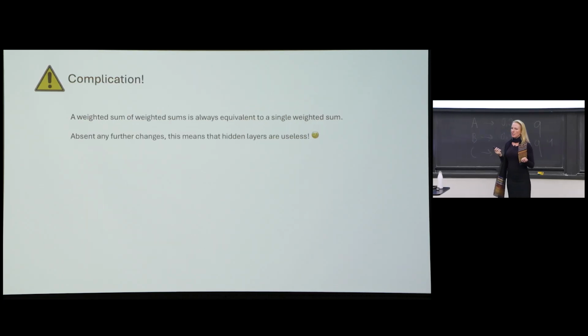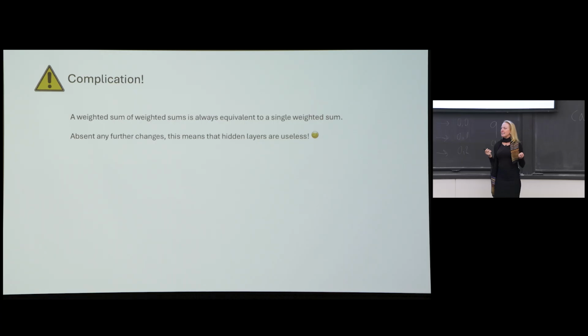But here's a complication. Everything I've told you thus far, if anyone was very astute in the audience, you might have noticed this, is that actually, okay, here's a problem: a weighted sum of weighted sums is always just equivalent to a single weighted sum, okay?